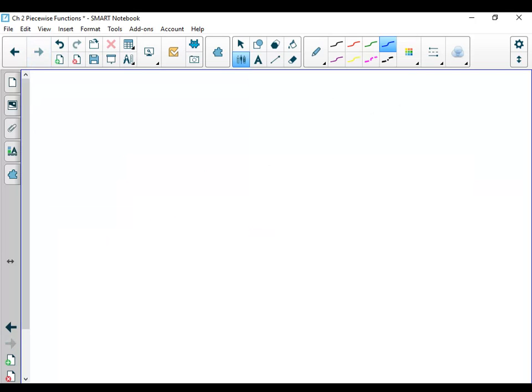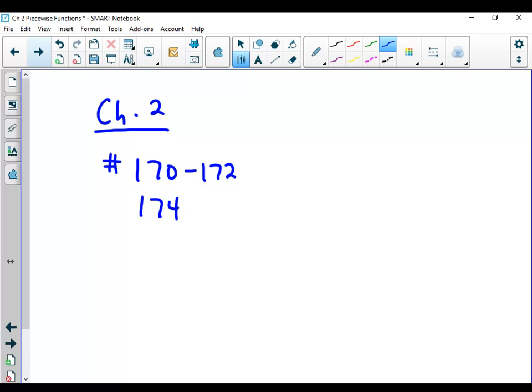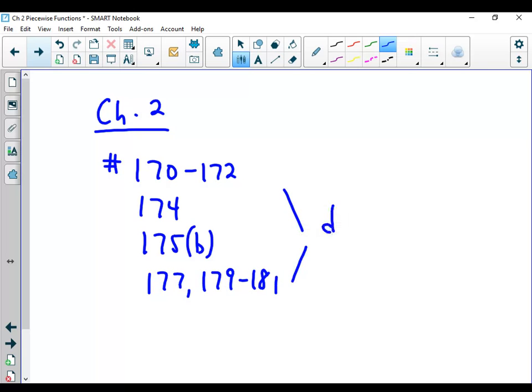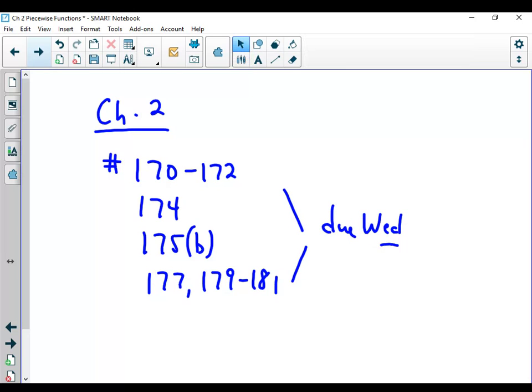But here's the assignment that I'd like you to do for Wednesday. On 175, you only have to do part B. So those are Wednesday's problems. I'm giving you a pretty big chunk of time because there's a decent number of problems there.